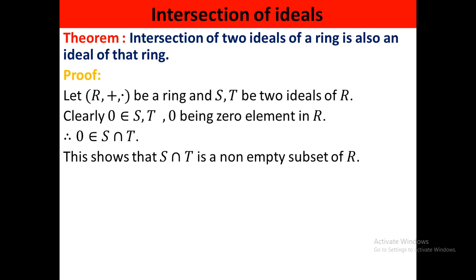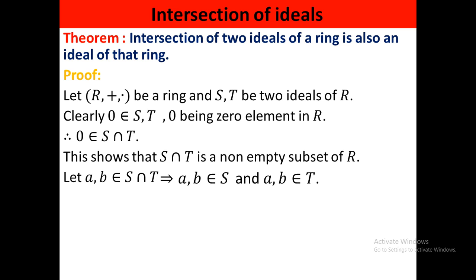Now we have to show that it is an ideal, so we have to check two conditions. For the first condition, we consider two elements A, B in S intersection T. Then we have to show that A minus B is also an element of S intersection T. Now A belongs to S intersection T as well as B belongs to S intersection T. That is, A, B are elements of S as well as elements of T.